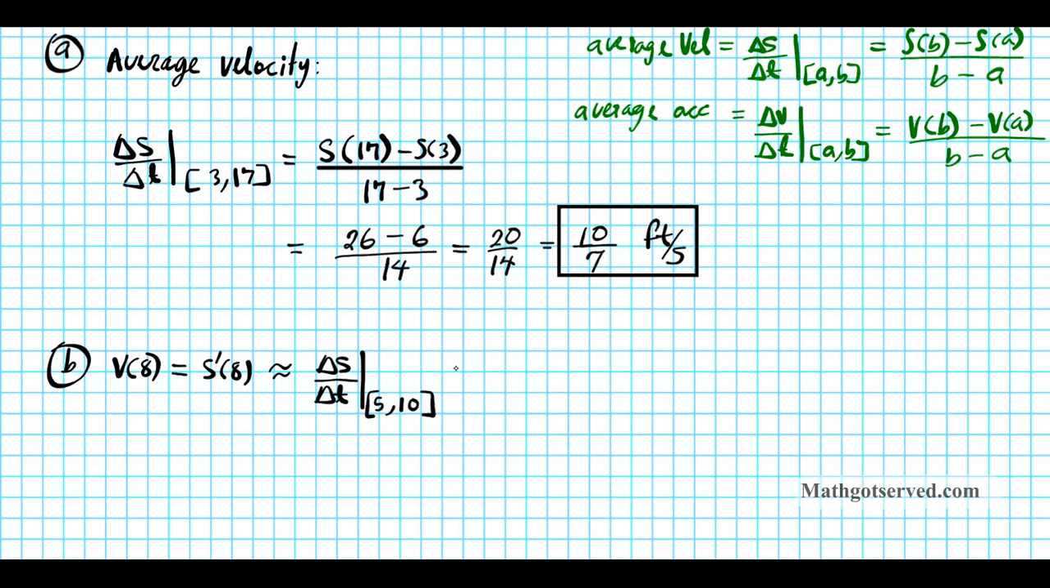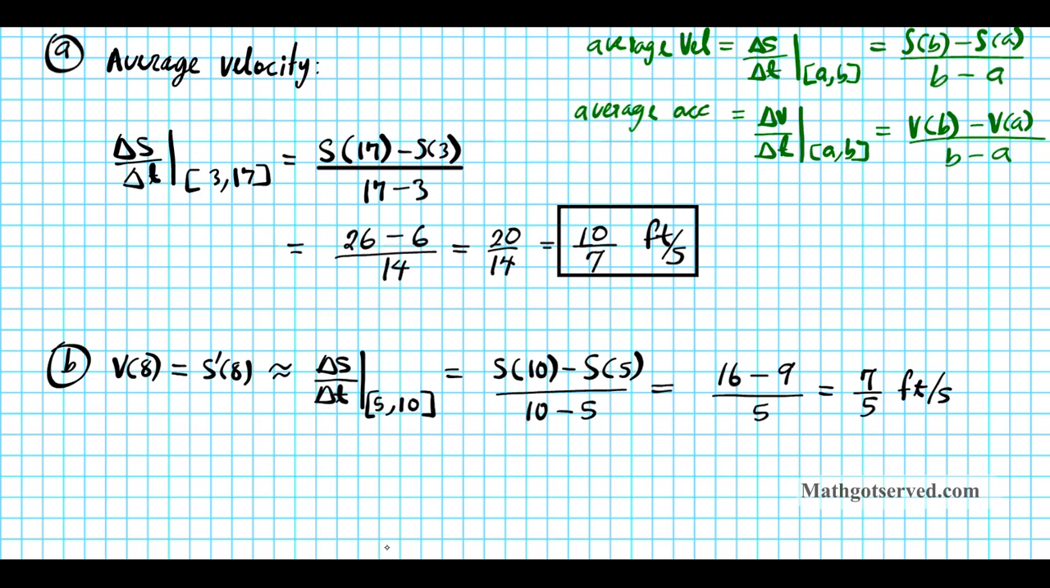Now let's go ahead and figure that out. This is going to be equal to S of B, which is S of 10, minus S of A, which is 5, divided by B minus A, 10 minus 5, using this formula that we had up here. Okay, so if we use our chart, S of 10 is 16, minus S of 5, which is 9, divided by 10 minus 5, which is 5, and then our final answer is going to be 16 minus 9 is 7 over 5 feet per second.